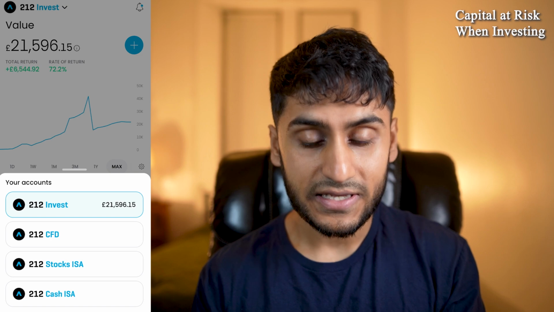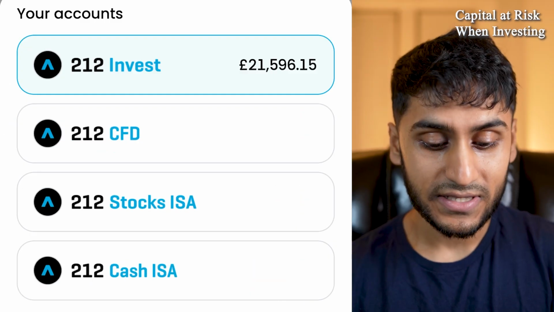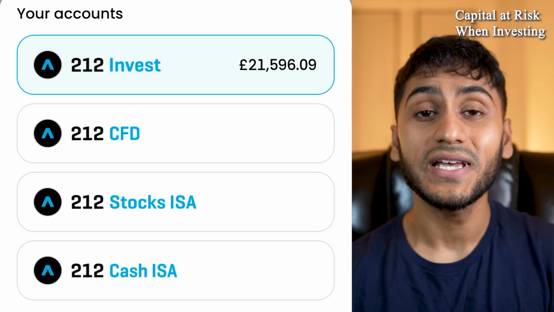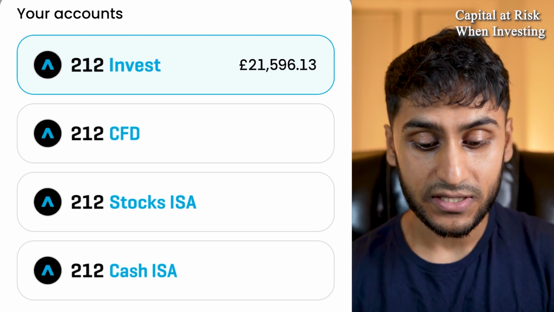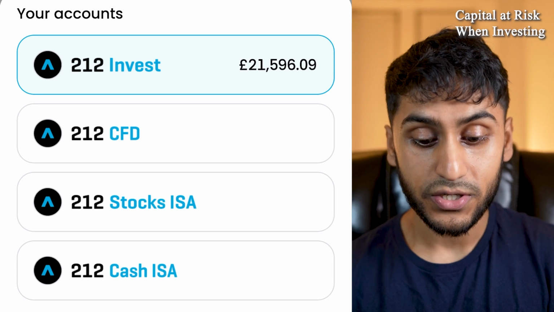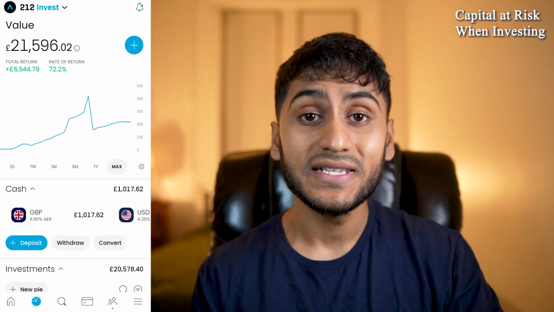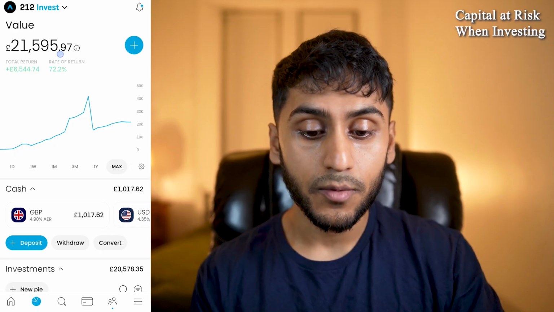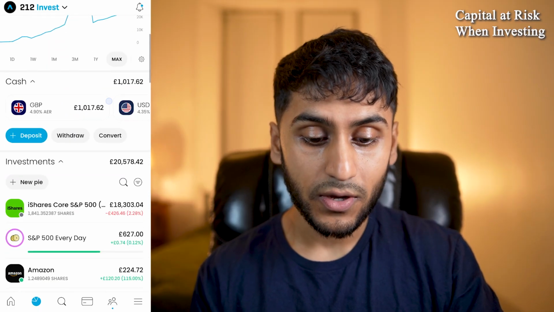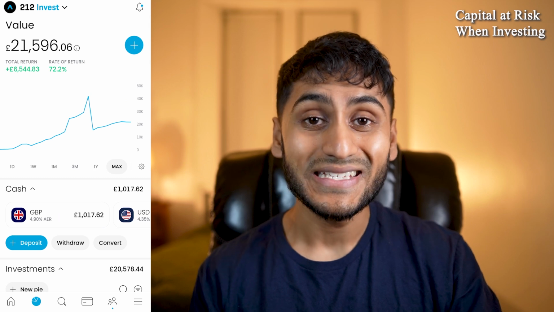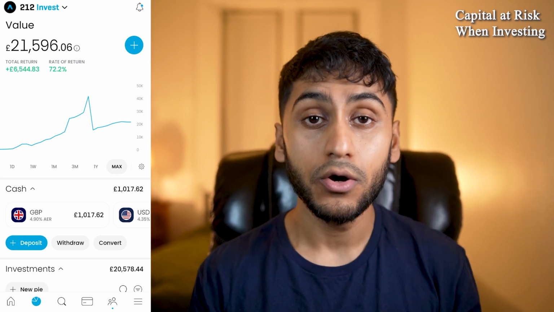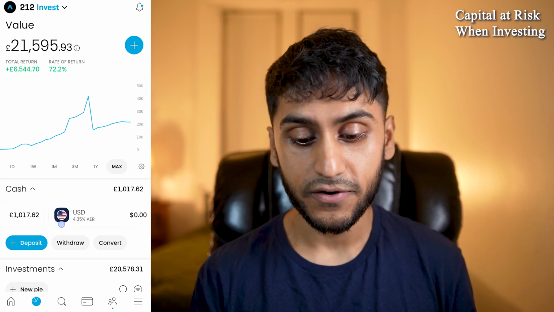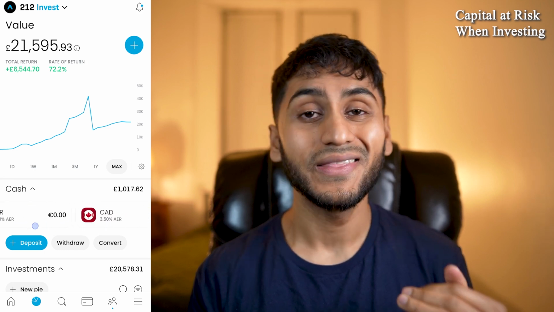Another thing that they've done is to revamp their logo. So as you can see, Trading 212 Invest, Trading 212 CFD, Trading 212 Stocks ISA, and Trading 212 Cash ISA. When you do hover over each one, you can see the account value. Previously, you could check your account value by pressing this button over here. Instead of that, you have your portfolio value over here, and then you have the amount of cash that you have in each different currency. For example, I only hold cash in Great British Pounds. You can also hold cash in other currencies, for example, US dollar, euro, and the list goes on.